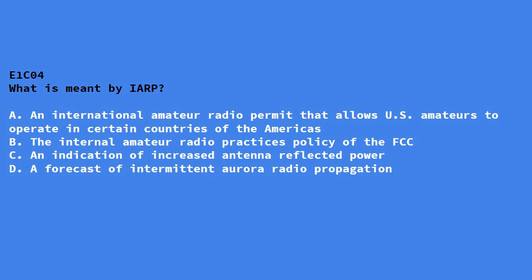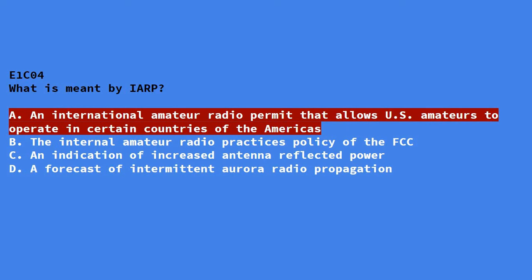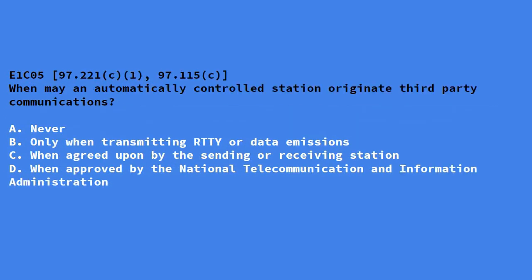E1C04, what is meant by IARP? Answer is an international amateur radio permit that allows U.S. amateurs to operate in certain countries of the Americas. E1C05, when may an automatically controlled station originate third-party communications? Answer here is never.